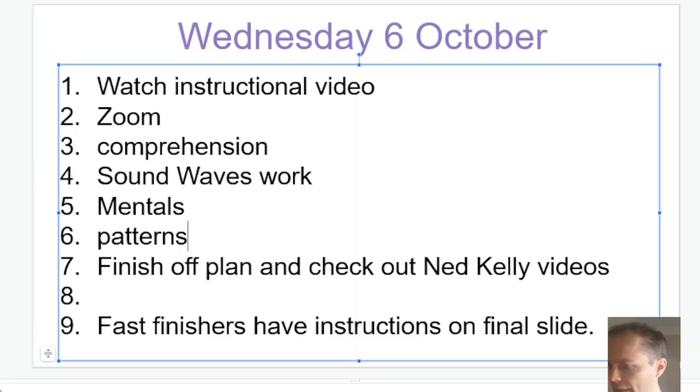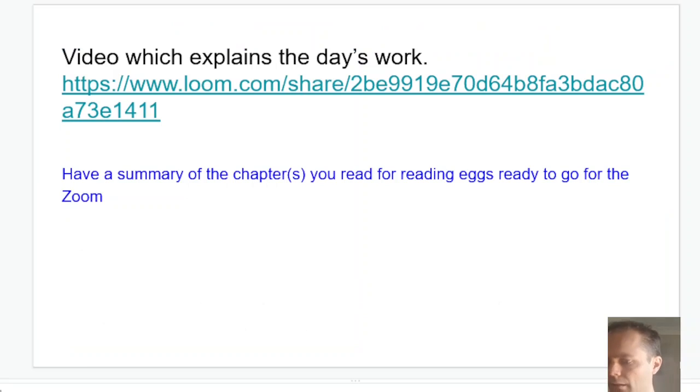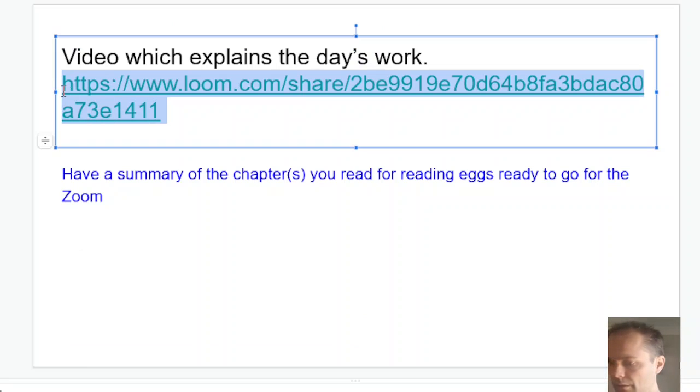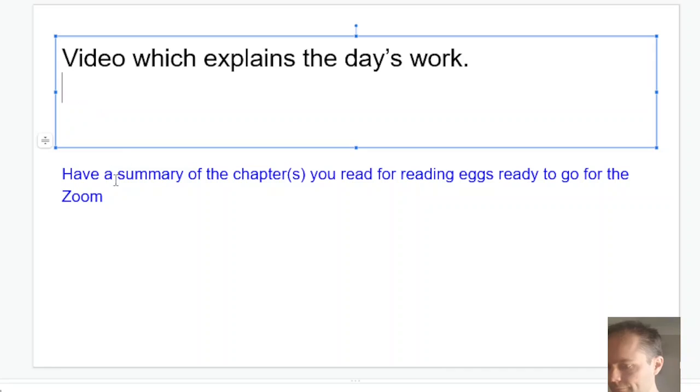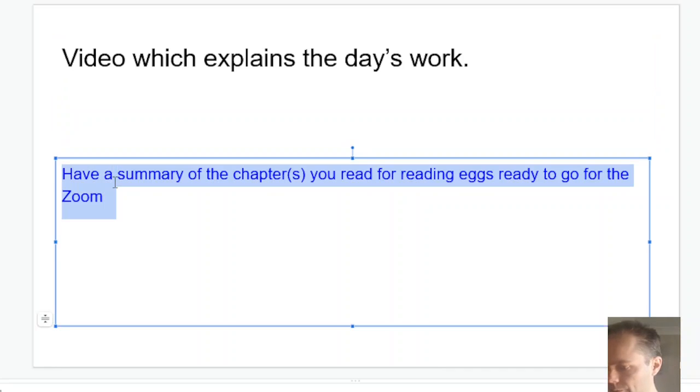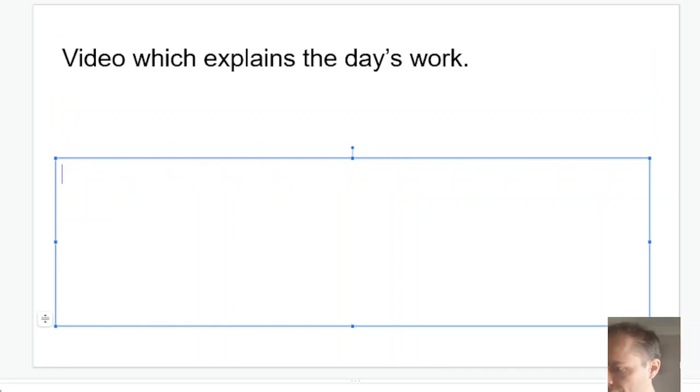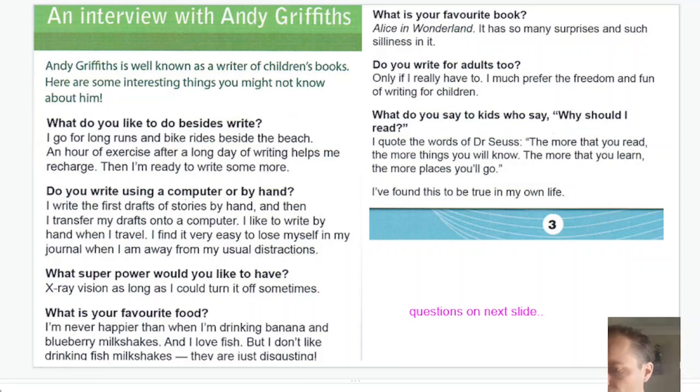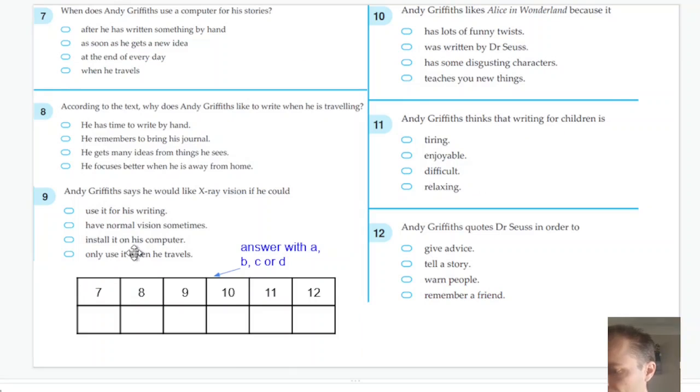And we'll go down there in a sec. That's not this. We don't have Reading Eggs today, necessarily. Okay, interview with Andy Griffiths. I'm going to read through that.